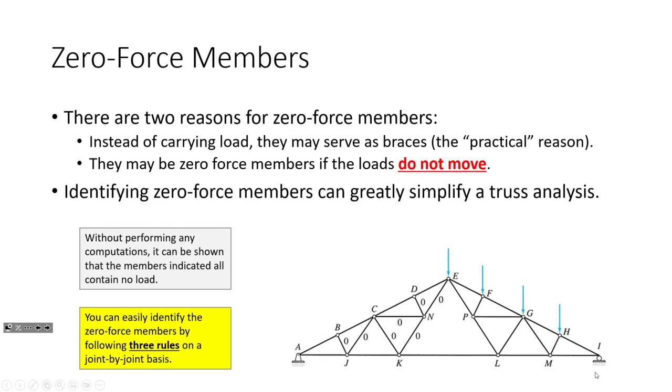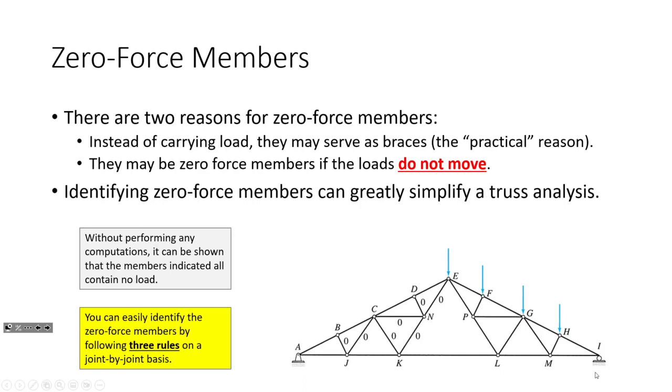Now, identifying and being able to spot which elements are zero force members can make your life a lot easier when solving a truss. For example, see this truss right here? 0, 0, 0, 0, 0, 0, 0. Without doing any math, I can tell you that every one of those members is a zero force member. Every one of them. Okay? Doesn't that make your life a little easier? Without having to do any of the truss analysis, being able to just spot check and see.